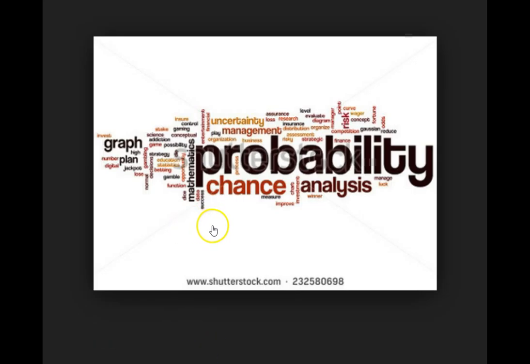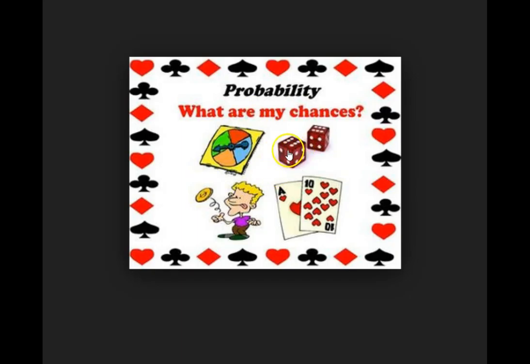It talks about chance and analysis. It has to do with mathematics. We're trying to figure out what's the likelihood of something happening. So we'll be dealing with things like spinners and rolling some dice or flipping a coin or picking a card. All those things typically have to do with probability.